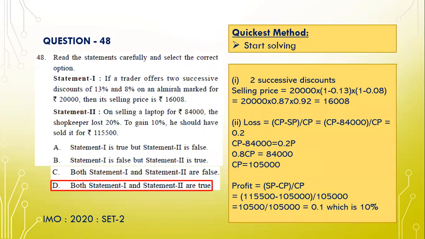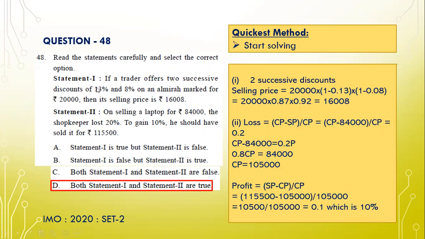Read the statements carefully and select the correct option. If a trader offers two successive discounts of 13% and 8% on an Almira marked for rupees 20,000, then its selling price is... easy one. Okay, selling price is 20,000 into first discount.